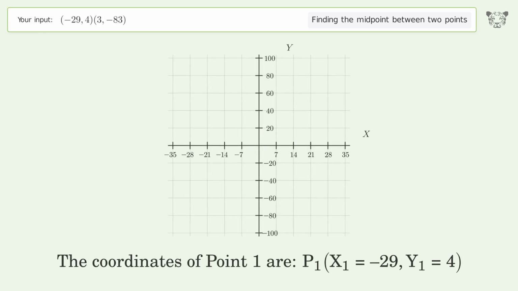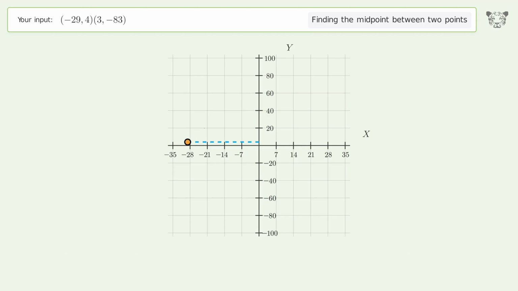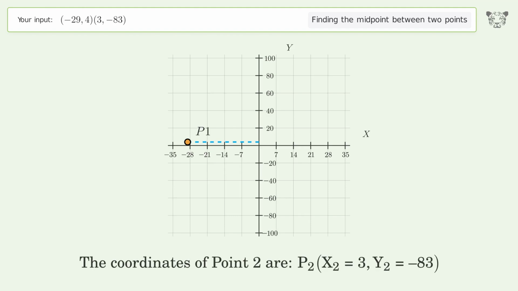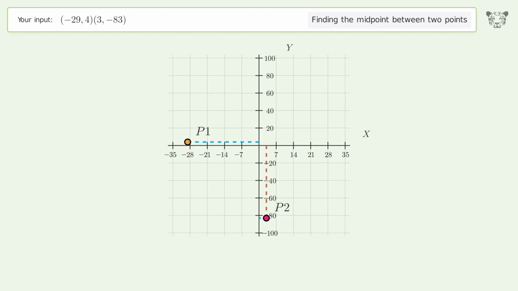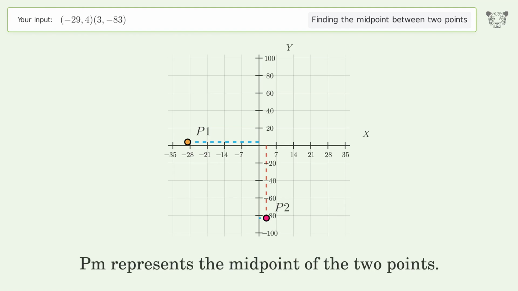The coordinates of point 1 are, x1 equals -29, y1 equals 4. The coordinates of point 2 are, x2 equals 3, y2 equals -83. PM represents the midpoint of the 2 points.